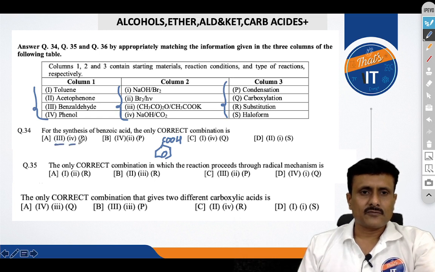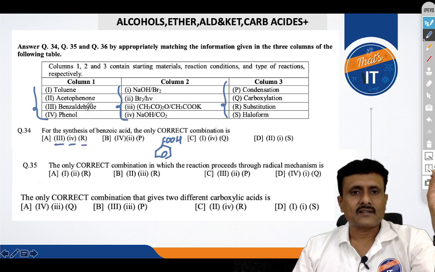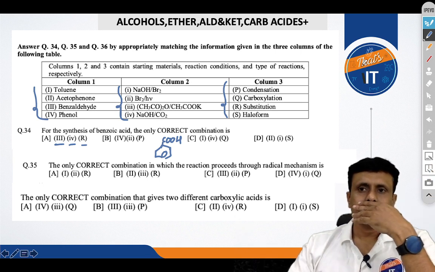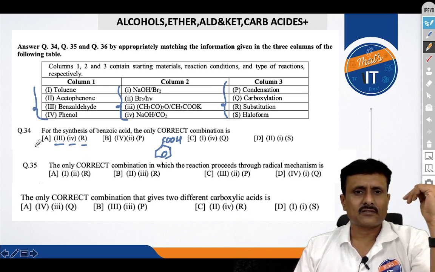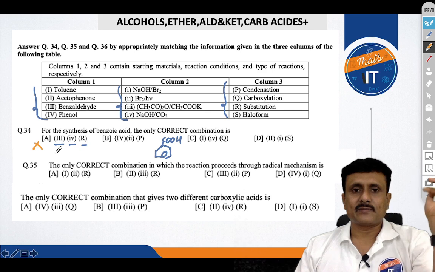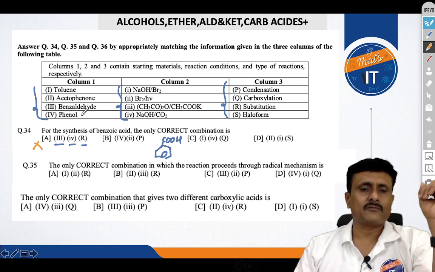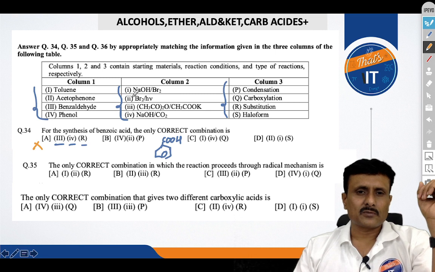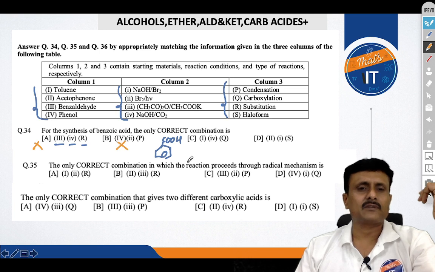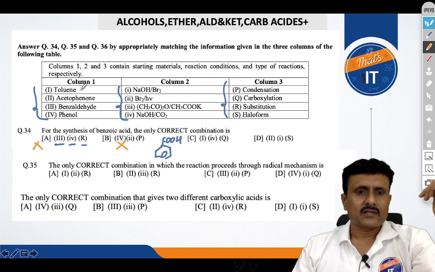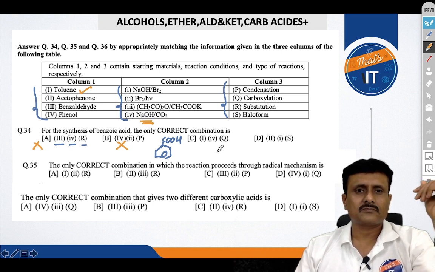Check out the option 3, 4, R. 3 is benzaldehyde, 4 is NaOH plus CO2. Benzaldehyde doesn't react. Actually, it would have been a Kolbe-Schmitt reaction, where you will be getting COOH ortho to phenol, isn't it? You want benzoic acid, so this is ruled out. 4, 2P: 4 is phenol, 2 is bromination, doesn't make any sense. 4 then 2 not matching because it has no significance. 1 is toluene, 4 is NaOH and CO2, same is the issue.